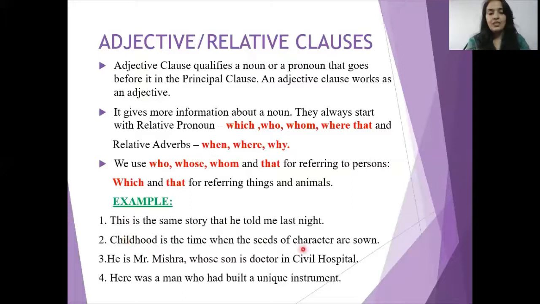What is his speciality? He is Mr. Sharma. In this example, we can say this is Mr. Sharma, whose son is a doctor in civil hospital. Mr. Sharma is the noun. And yes, of course, we studied these start with whose, whom and all. Whose son is a doctor in civil hospital. We are discussing about Mr. Sharma. It means this clause is qualifying Mr. Sharma here.